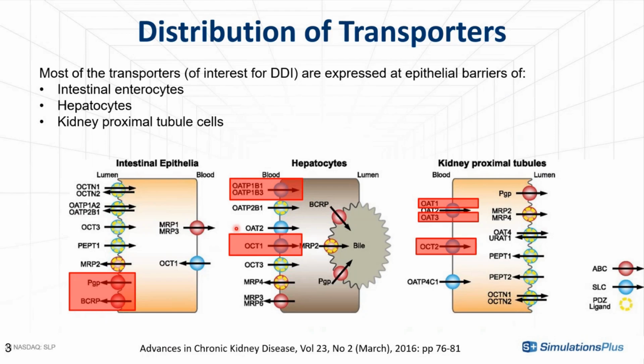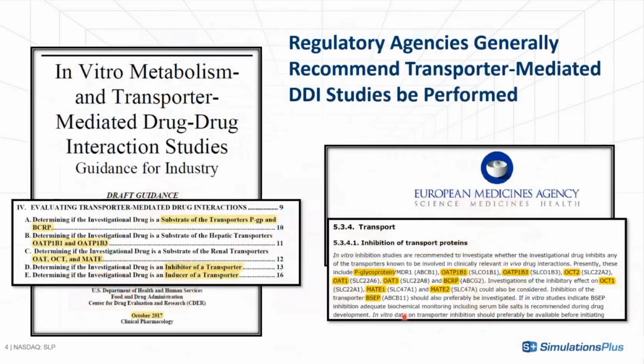Note that the transporters highlighted in red are those that we have studied and incorporated models for in ADMET Predictor. Also note that there are many other transporters for which we do not yet have a model. The biggest challenge in modeling these transporters is, number one, finding data, and also finding data whose quality is sufficient to allow robust model construction. As I mentioned, these transporter-related studies are very important, and most regulatory agencies recommend that transporter-mediated drug-drug interaction studies be performed as part of drug development studies.